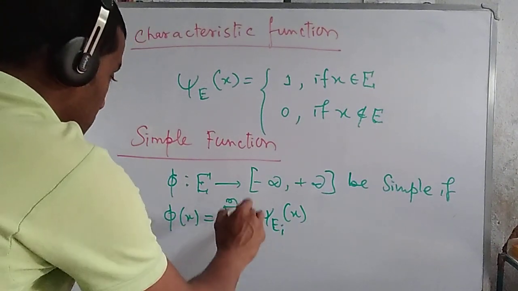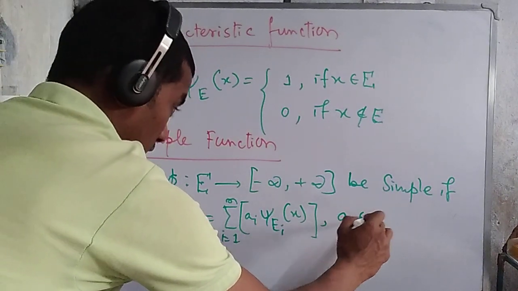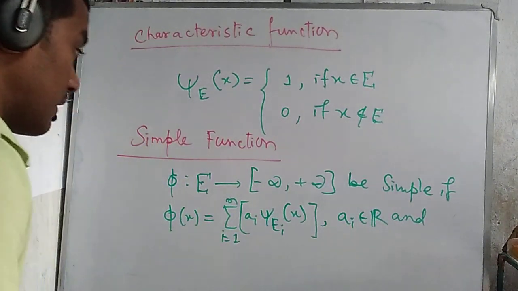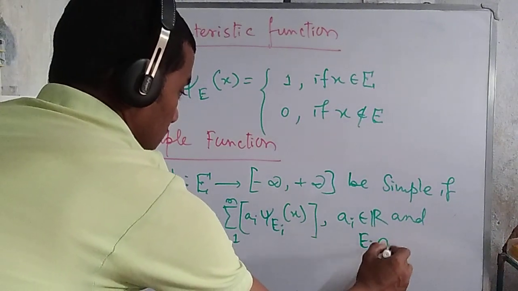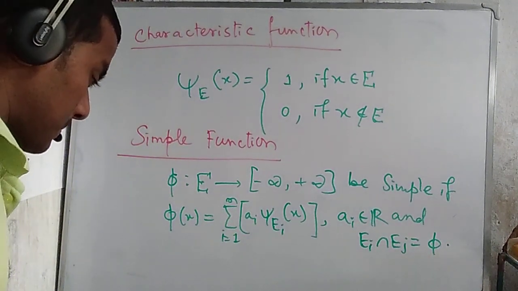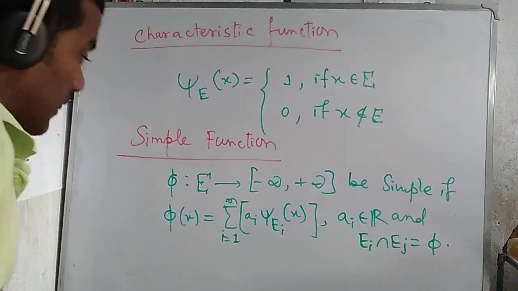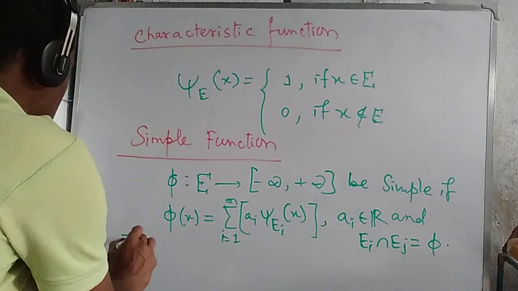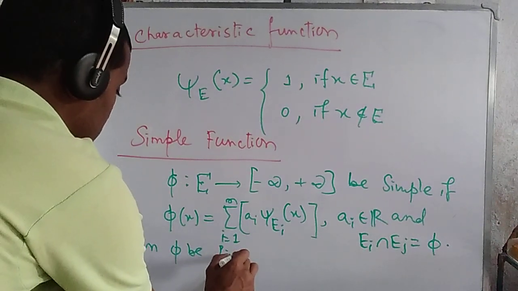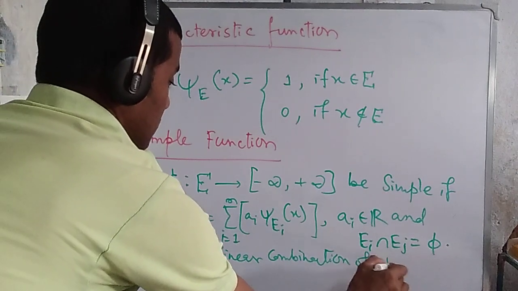Where a_i belongs to R, and E_i intersection E_j equals the empty set. Then phi is some linear combination of characteristic functions.